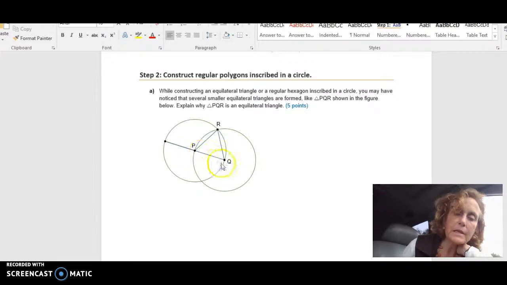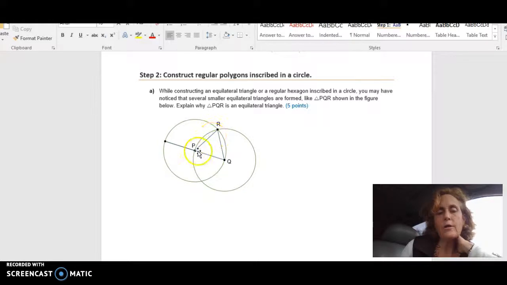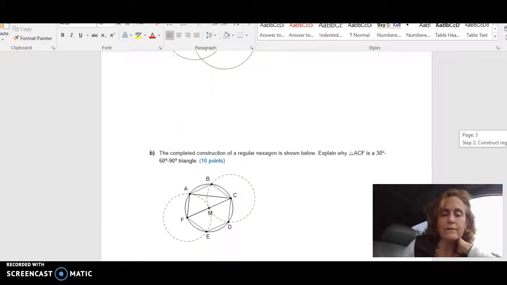QP and QR are both radii in circle Q, so therefore they have to be the same length. And then if you look over at this circle, circle P, you can see that PR and PQ are the same length. And so therefore, all 3 of those are the same, which makes it equilateral. So you just need to say something to that effect.